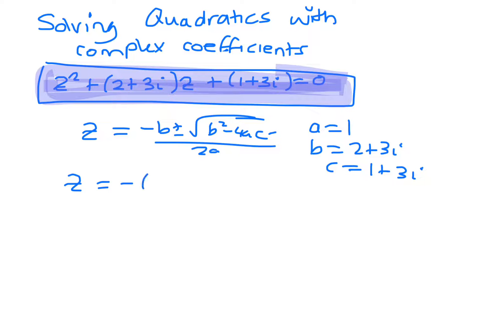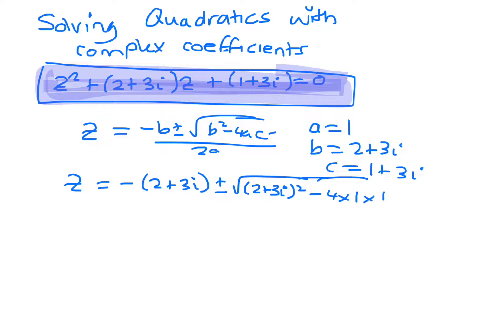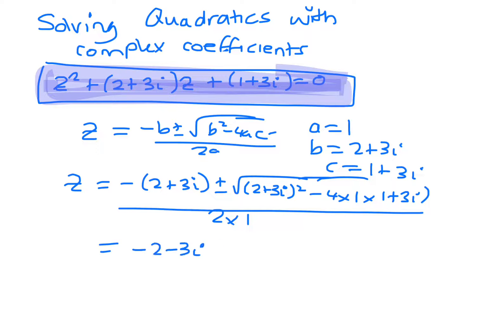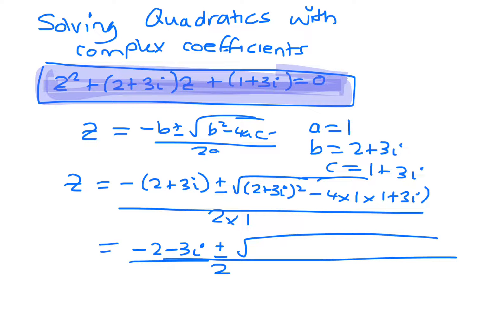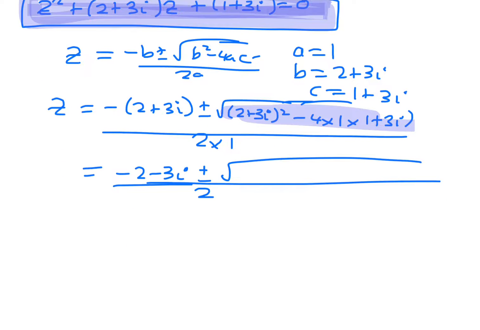So z is minus (2 plus 3i) plus or minus the root of (2 plus 3i) squared, that's the B squared, minus 4 times A, which is 1, times C, 1 plus 3i. And then you put it all over 2 times A, so it's 2 times 1. So it's going to be minus 2 minus 3i plus or minus the square root of, and this is all over 2. So we now have to take this part here and we have to simplify it.